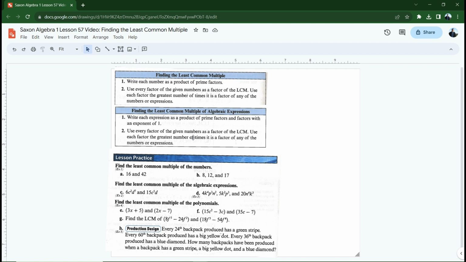And the first thing we need to ask, we're trying to find least common multiples in this lesson. What in the world is a least common multiple? All right, well, let's just take two easy numbers. We'll do 8 and 12 here from letter B. We'll just use these two. We're not going to use 17 yet.